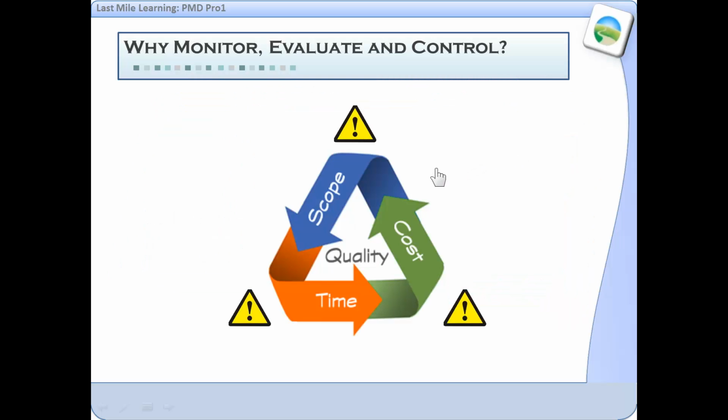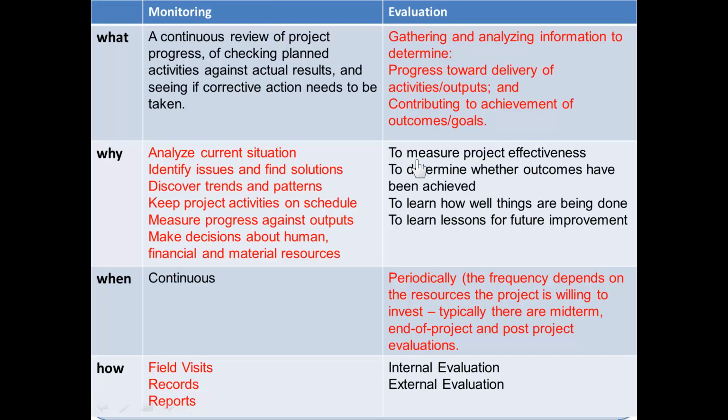Just a reminder, and we emphasize this throughout the PMD Pro1 course, that the triple constraint, or the project triangle, that includes scope, cost, and time, with a quality component and all of the risks that are pushing against it, are the essence of project management. And monitoring, evaluation, and control are trying to keep that triangle in balance and trying to keep things from getting out of control.